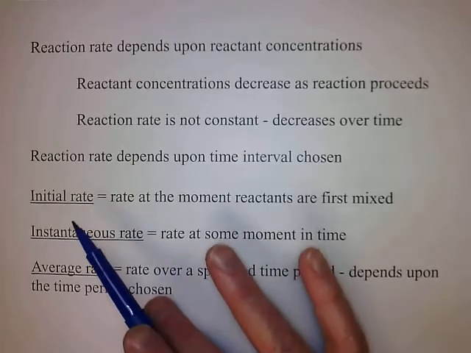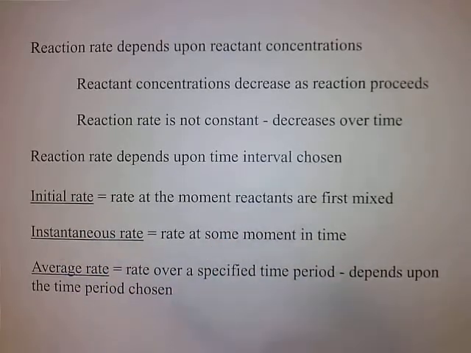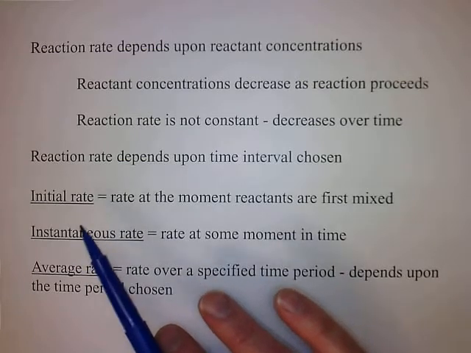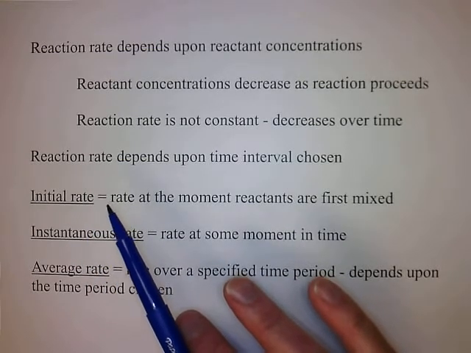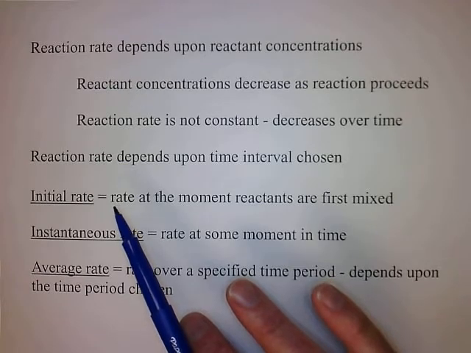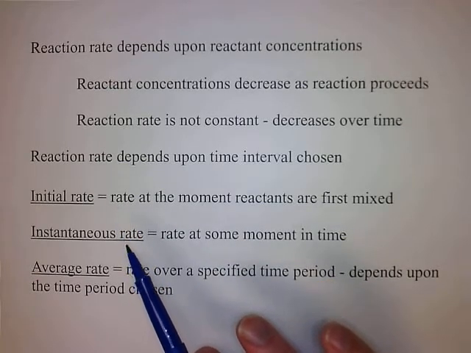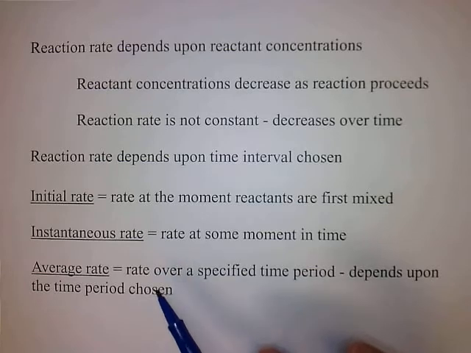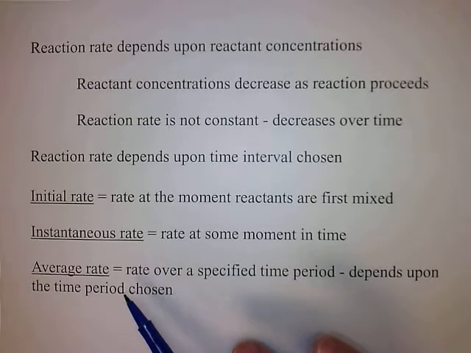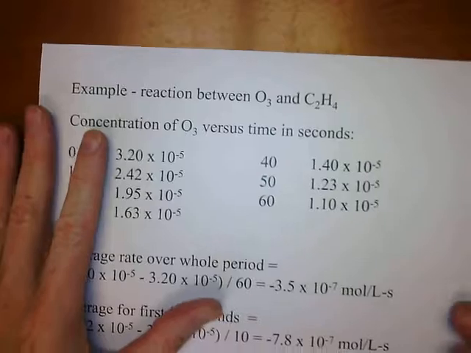Okay, now the initial rate is the rate at the moment the reactants are first mixed. The instantaneous rate is the rate at some moment in time, and the average rate is a rate over a specified time period. The problem with the average rate is it depends upon the time interval chosen. All right. So let's look at some data.